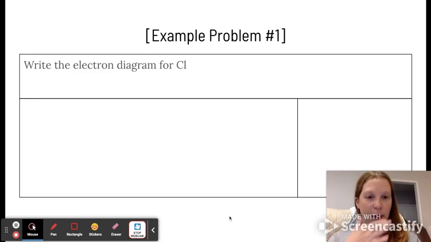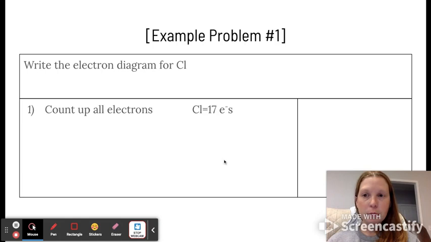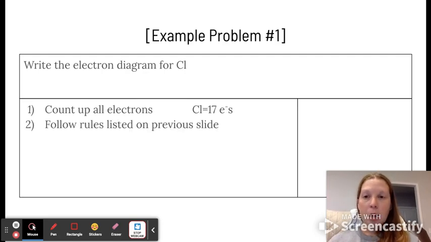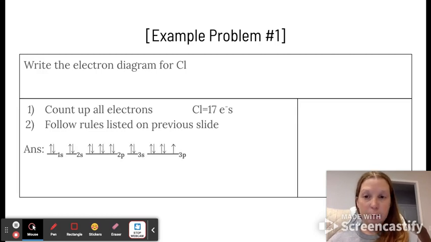So now let's try an example here. We're going to write the electron diagram for chlorine. First, you have to count up all the electrons, so we're dealing with all of them, not just the valence. Chlorine has 17. Then you're going to follow the rules on the previous slide, starting with the Aufbau principle.